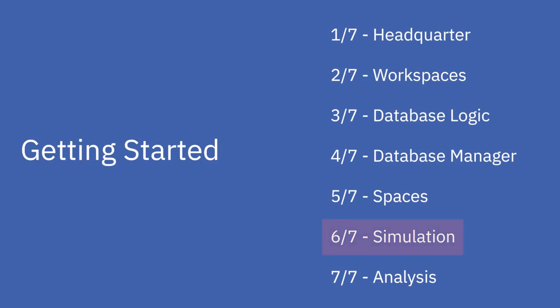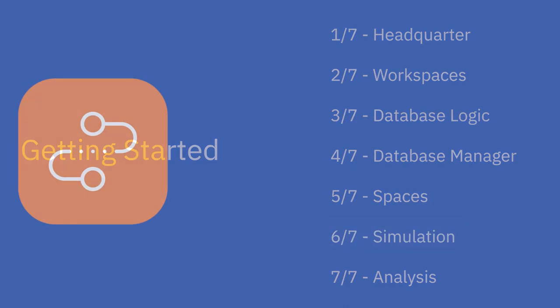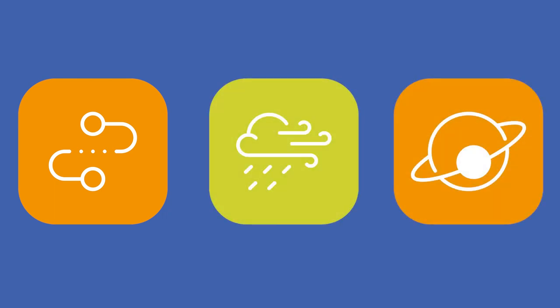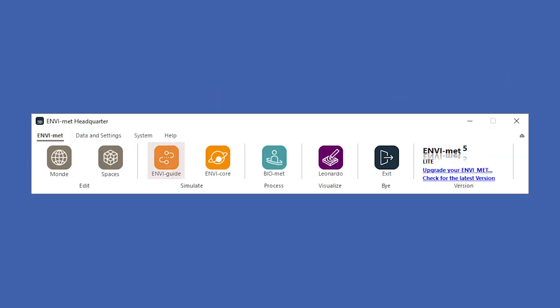Welcome to the sixth part of the ENVI-met Getting Started tutorial series. In this part, we will go through our simulation settings in the ENVI-Guide. We will also create a forcing file and start the simulation. We first start with the ENVI-Guide, which you can start from the ENVI-met headquarter.